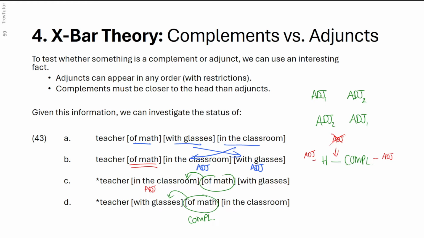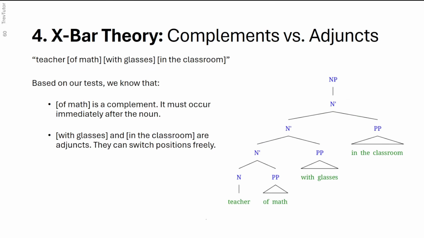It's describing the type of noun that comes before it. And although it may be optional, you can just say "teacher with glasses in the classroom," its position is very fixed. So this tells us it's not an adjunct. It cannot move around freely. It has to be right beside the head. So in terms of our structure, if we're doing our tests, "of math" is a complement.